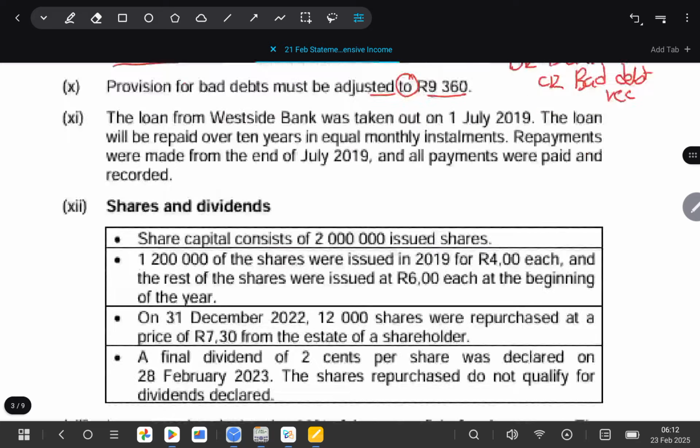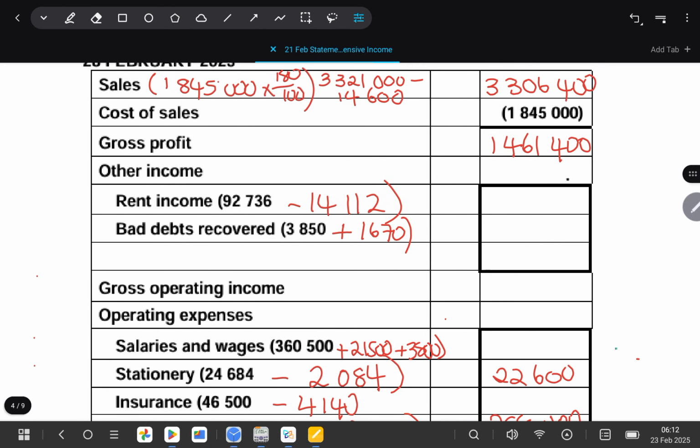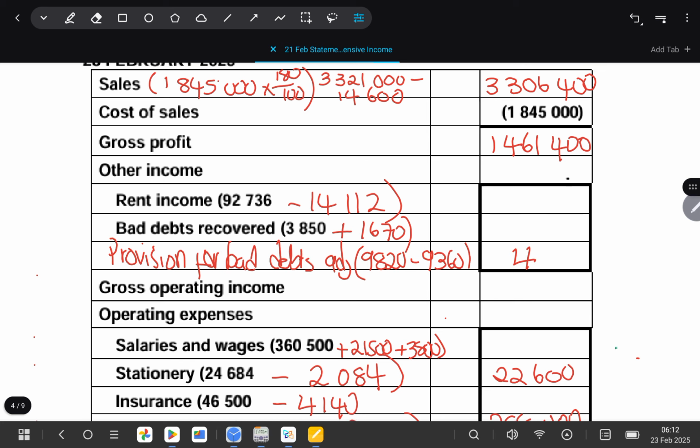Okay, so I'm going to do that. So we'd have provision for bad debts. I'm not going to write in full because I'm using a bigger pen. Now we know you are supposed to say 9,820 minus 9,360, and then it gives you 460. So please, guys, try to show calculations as much as possible. Okay, so we'd have that 9,360, that 460.